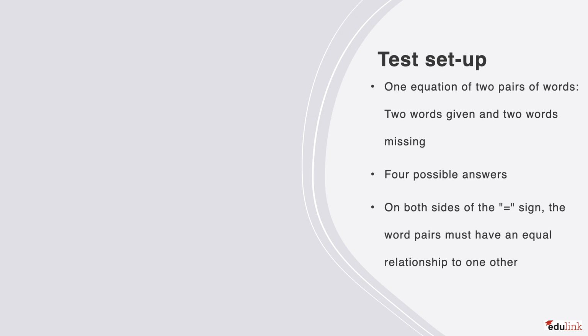The questions in this part of the test are structured as follows. You have one equation of two pairs of words. Two words are given and two words are missing. You always have four possible answers to choose from. The goal is that on both sides of the equal sign, the word pair has the same relationship to the adjacent word pair. So let's look at an example.